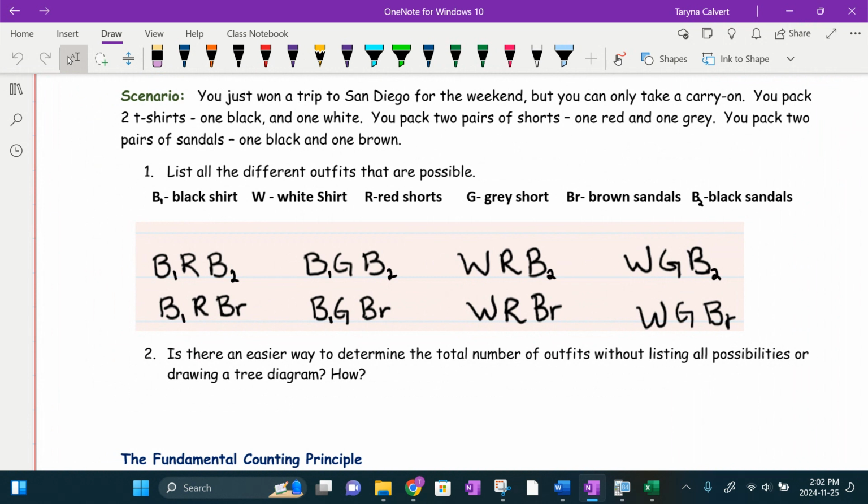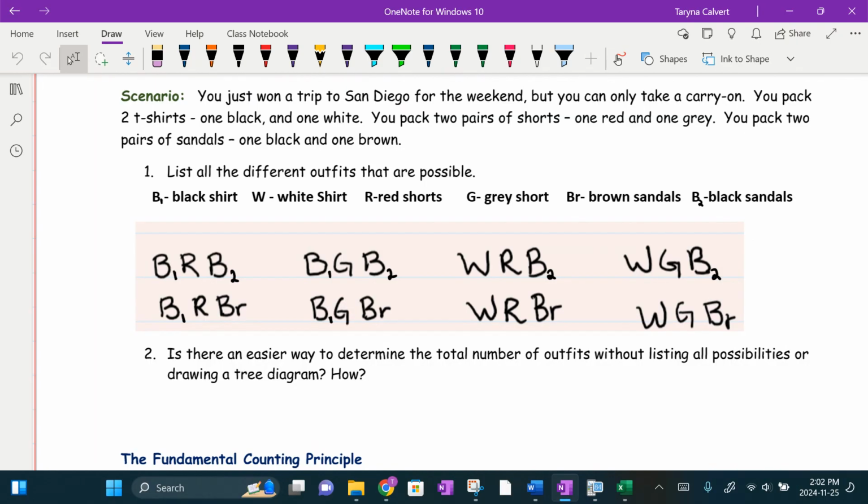So is there an easier way to determine the number of possible outfits without listing all the possibilities or drawing a tree diagram? Did anybody draw a tree diagram to do this? Could that have worked? You could do whatever, because it says list all the different outfits. Remember when we did our probability, we did a few different things when we did our outcomes. We did tree diagrams, okay? This one I just listed them.